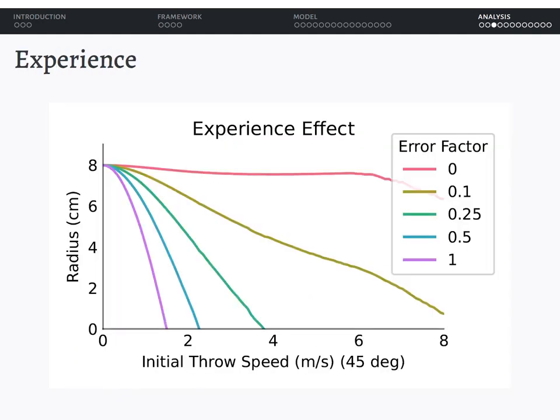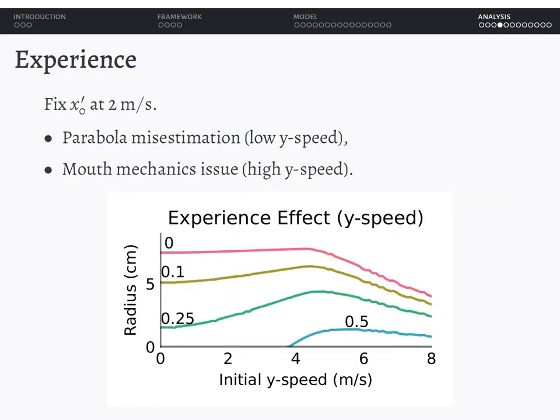Predicting a parabolic trajectory is not a straightforward task, so it's understandable that Fritz struggles to learn. As he gains more experience, the error coefficient, AX, will decrease, so Fritz will be able to catch bigger objects. Let's look more closely at the relatively subtle initial y speed effect by keeping the x speed constant.